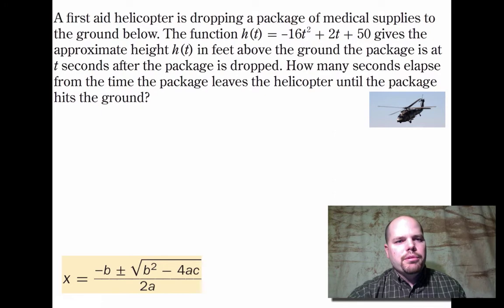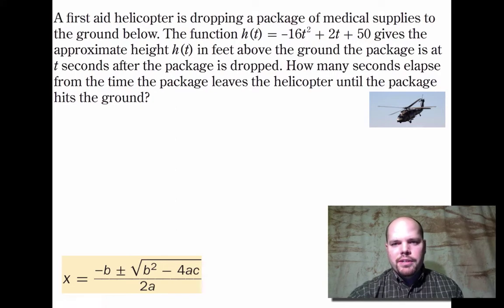All right, the last example. A first aid helicopter is dropping a package of medical supplies to the ground below. The function negative 16t squared plus 2t plus 50 gives the approximate height in feet above ground the package is at t seconds after the package is dropped. How many seconds elapse from the time the package leaves the helicopter until the package hits the ground?